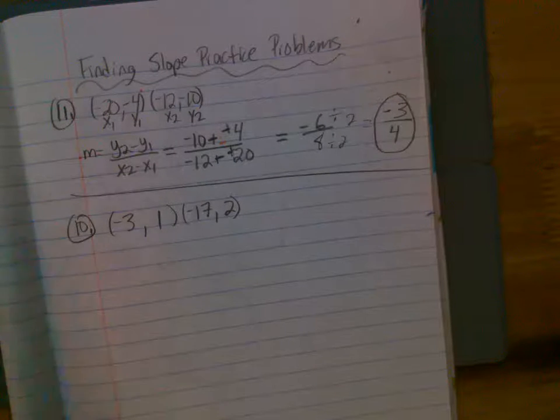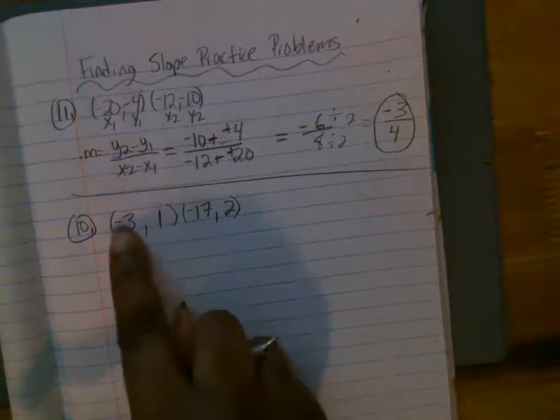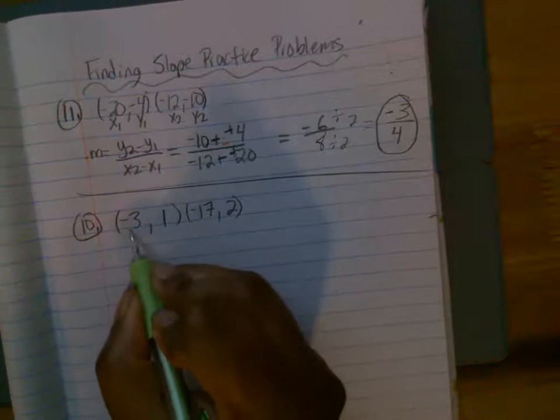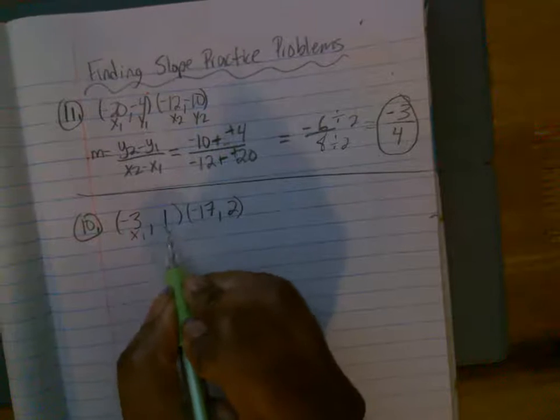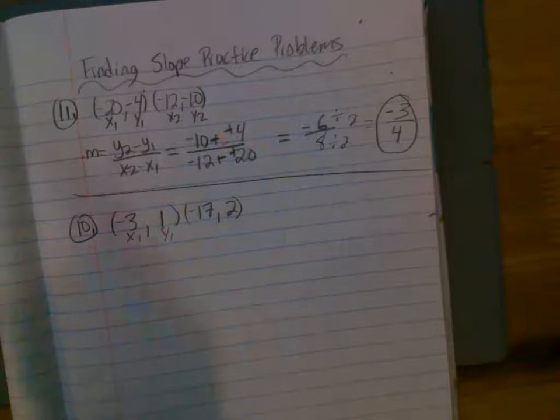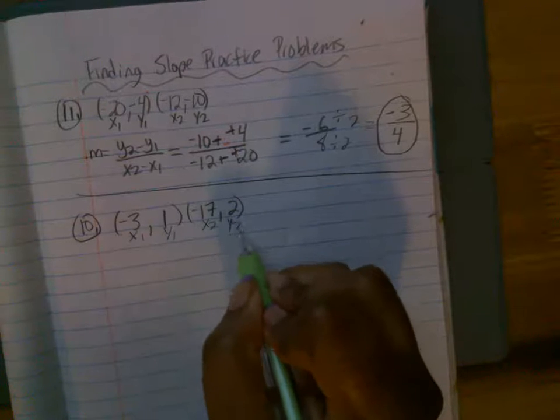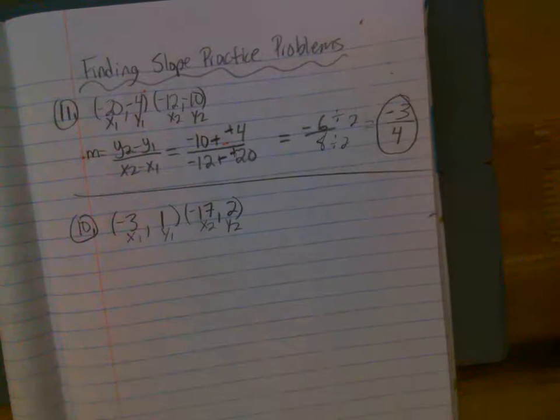All right. So our first step here is going to be to label. So this point is going to be x1, y1, because it's the first point. The second point we label as x2, y2. Any questions about how to label?